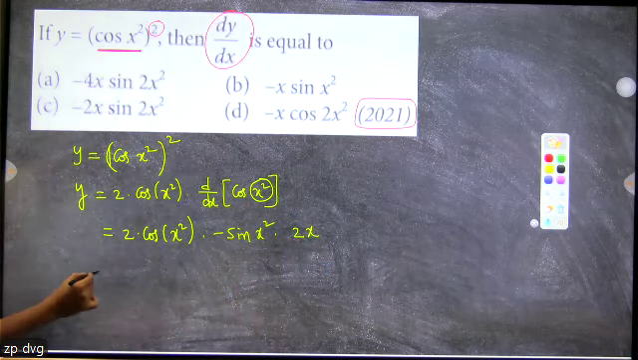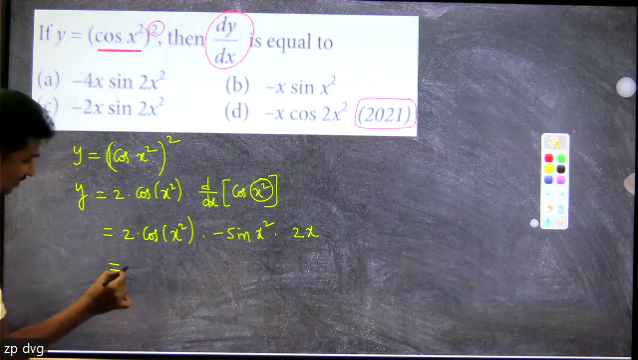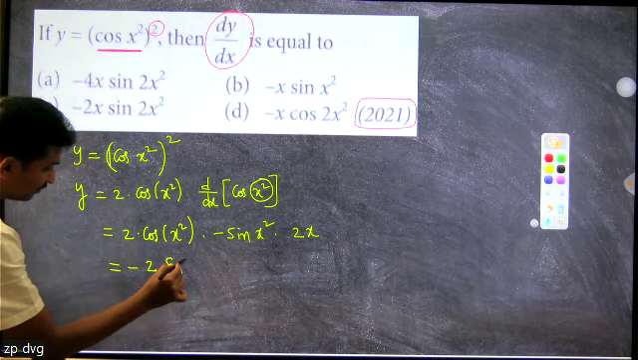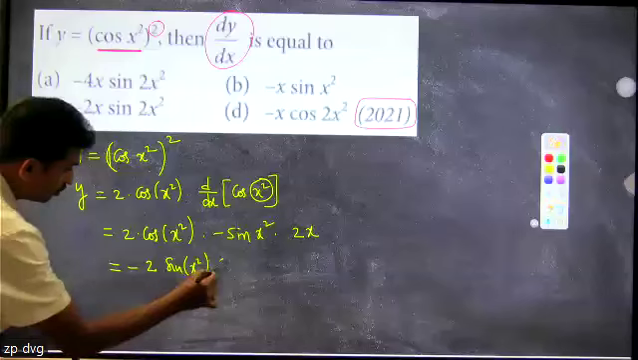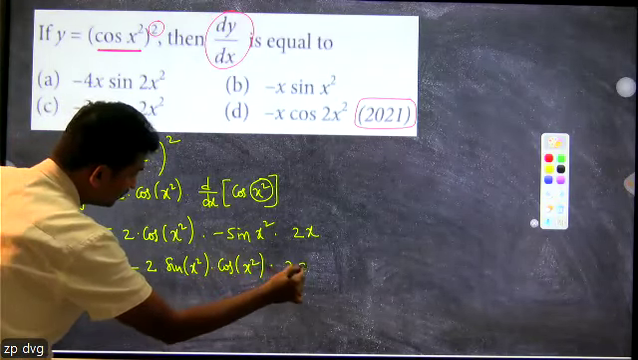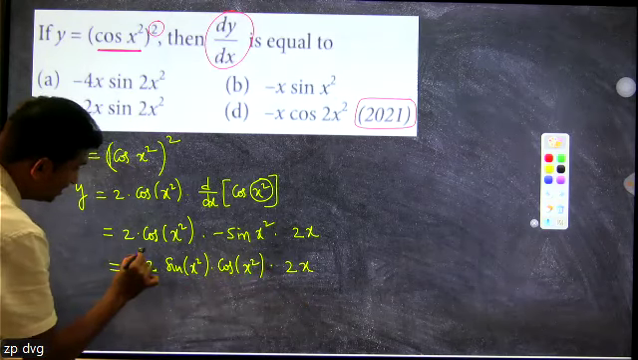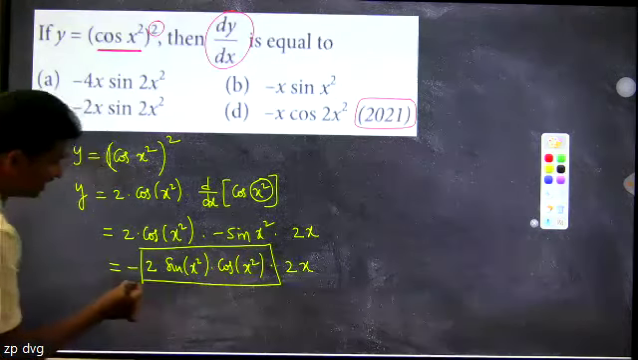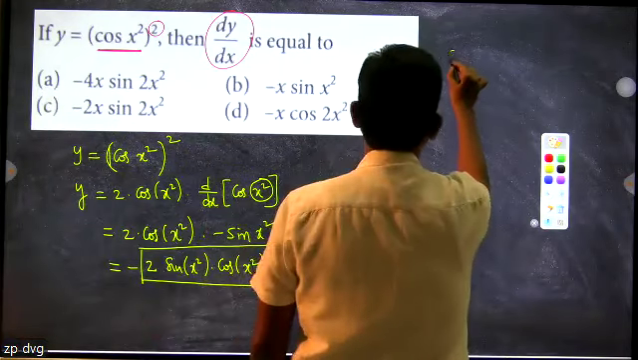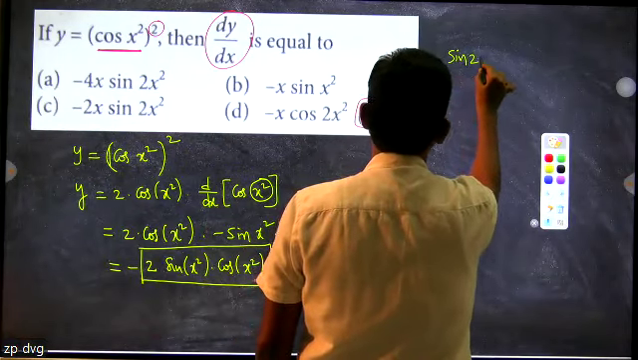So if I simplify this, here minus is there. First I'll write minus here, 2 into sine of x square, cos of x square into 2x. You observe only this part. What idea you are getting by seeing this? You know this formula. What formula? Sine 2x. What is the sine 2x formula?